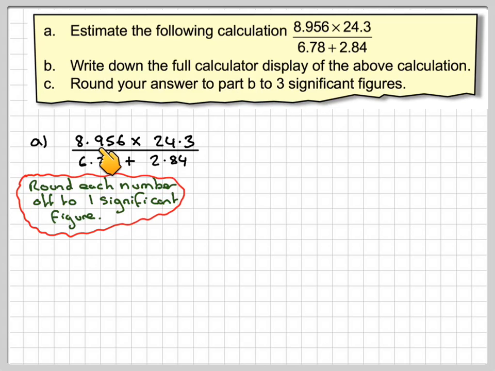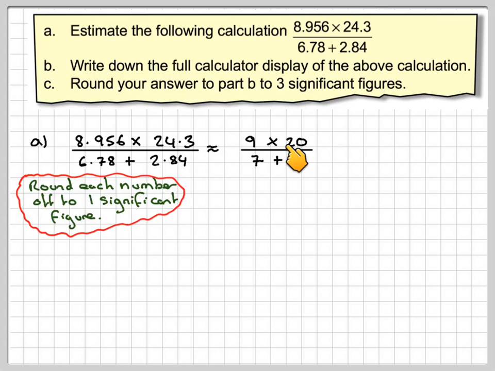So rounding 8.956, the 9 will make that 8 a 9, so that becomes 9. Rounding this off to one significant figure, that 4 has no effect on the 2, so we're going to round that off to 20 to one significant figure. 6.78 to one significant figure, well, that 7 will make that 6 a 7. And then rounding 2.84, that 8 will make that 2 a 3.